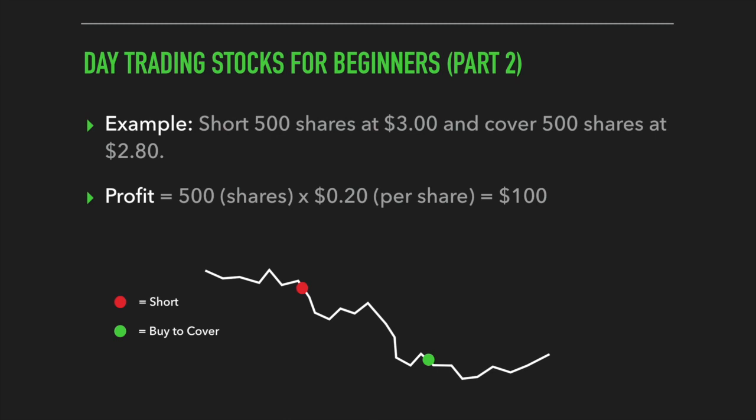So because we profit from stocks going down when we're short selling, in this case we made 20 cents per share with 500 shares, so 500 times 20 cents again is going to give us a $100 profit.